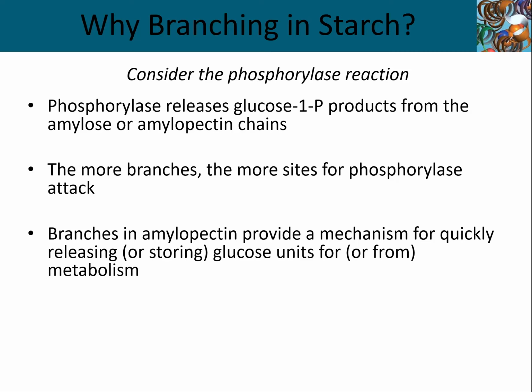The chemical rationale is because phosphorylase enzymes, which release the glucose 1-phosphate product from amylose and amylopectin chains, need to access the ends of the chains. And the more branching there is, the more ends of chains are available for the phosphorylase enzyme to access and attack. So the branching is a mechanism by which this large polymeric compound can be sequentially deconstructed to form glucose 1-phosphate as a product. So it can be liberated and then moved into primary metabolism for the plant.